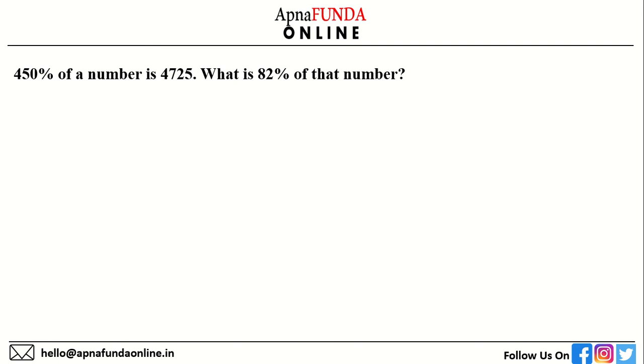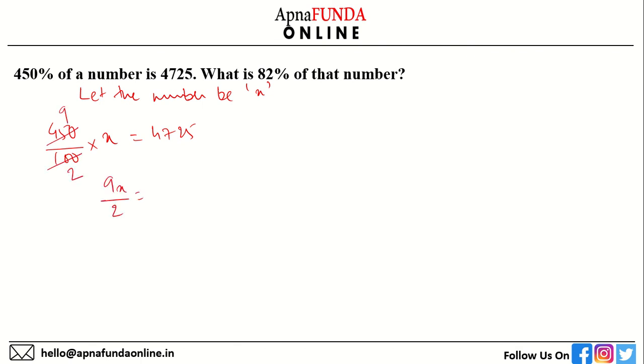Next question. 450% of a number is 4725. What is 82% of that number? So we need to assume a number. So let the number be x. So 450% of x gives me 4725. We divide this by 50. This will be 9. This will be 2. So 9x by 2 gives me 4725.